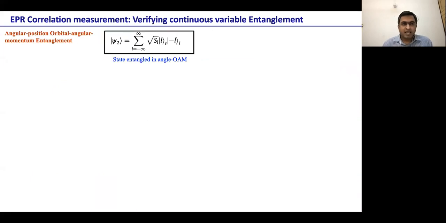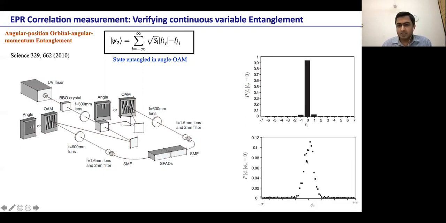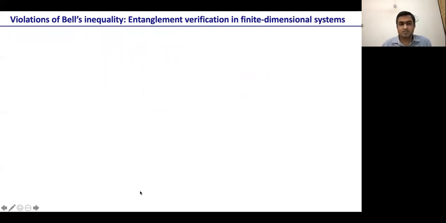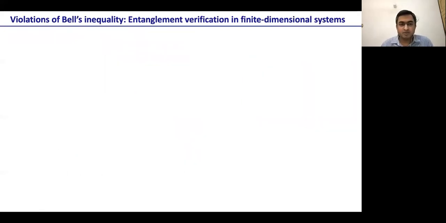So the last one is the angular position orbital angular momentum basis. This is my favorite. This experiment was done in 2010, again based on parametric down conversion. You use different experimental equipment, but the idea is the same: you want to measure the conditional orbital angular momentum and conditional angle, put it together, and you find that the conditional uncertainty is 0.15 H bar, less than H bar by two. So this is showing the verification of entanglement in angle orbital angular momentum basis.